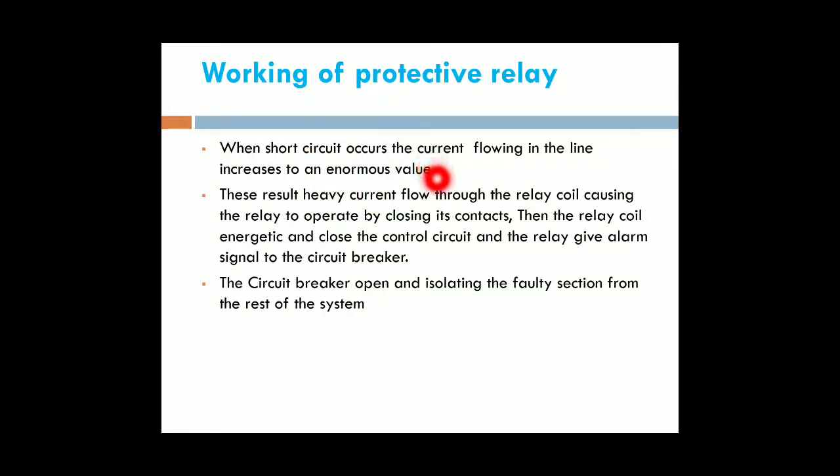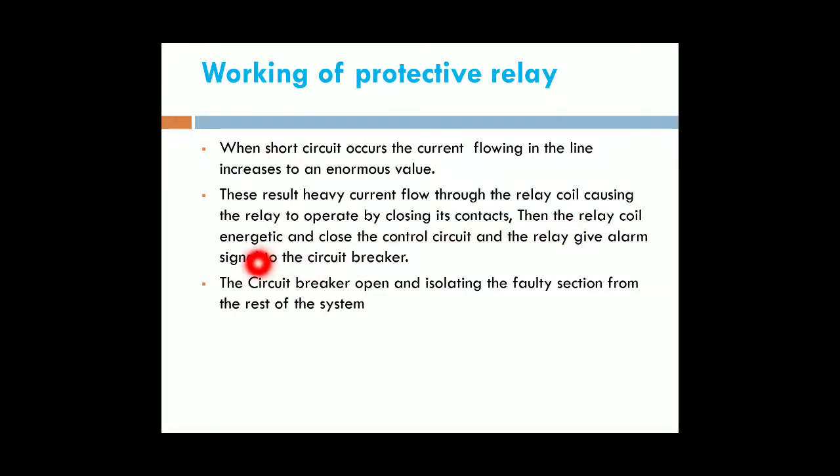When a short circuit occurs, the current flowing in the line increases to an enormous value. If any short circuit current is obtained in the transmission line, the generator or the transformer, then enormous values of current will flow in that line and in the relay coil. As a result, heavy current flows through the relay coil, causing the relay to operate by closing its contacts.